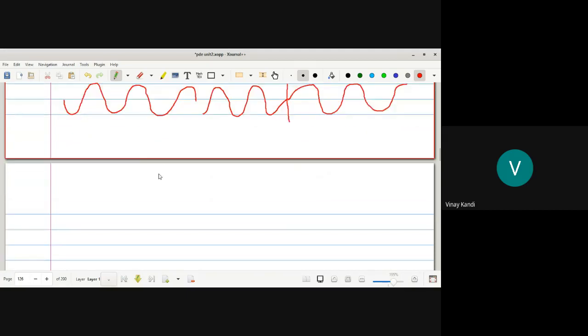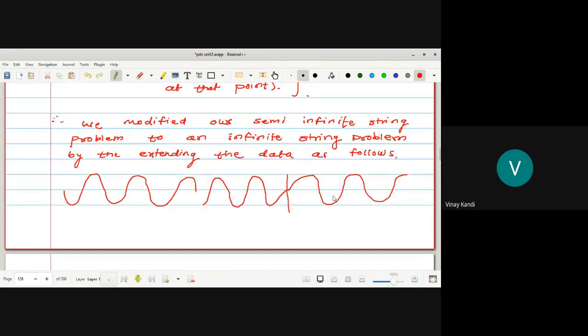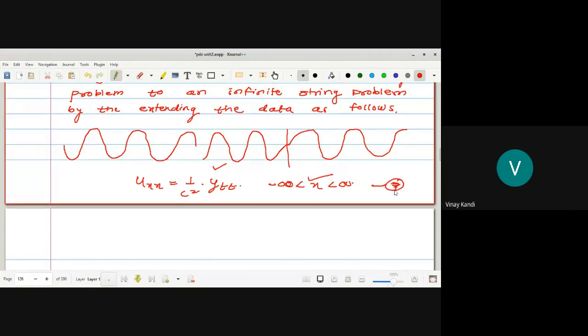So we modified our semi-infinite string, this one, to an infinite string. How do I define it in the infinite string? I will define a function so that it becomes infinite, an infinite string, by extending the data as follows. Look here. Our second order partial differential equation is u_xx equal to 1 upon c squared into u_tt. Now x is running from minus infinity to infinity. Give it as equation number 7.